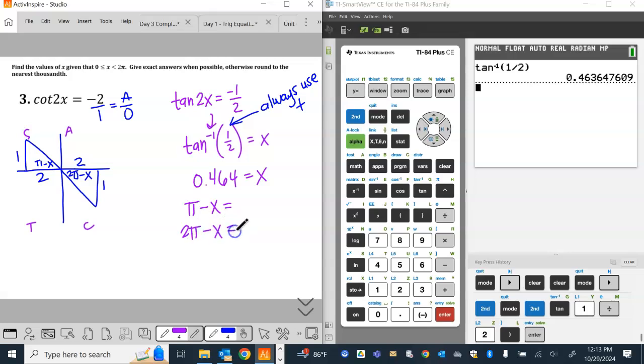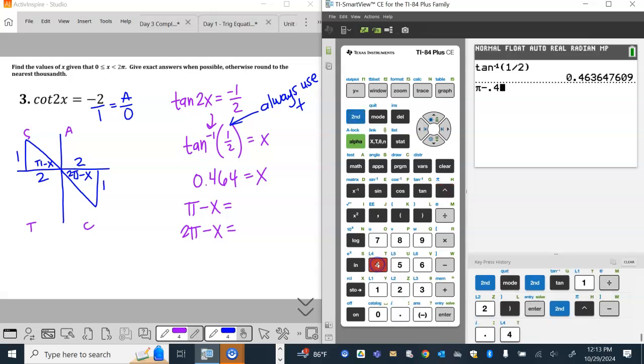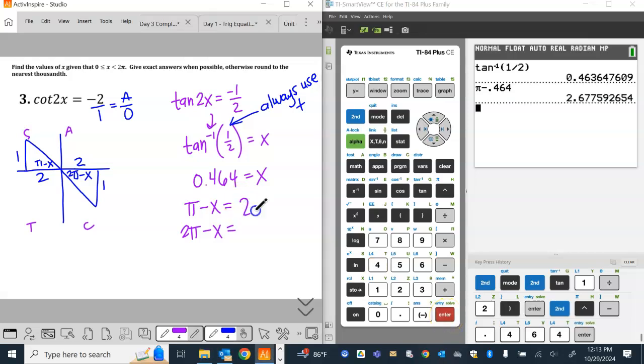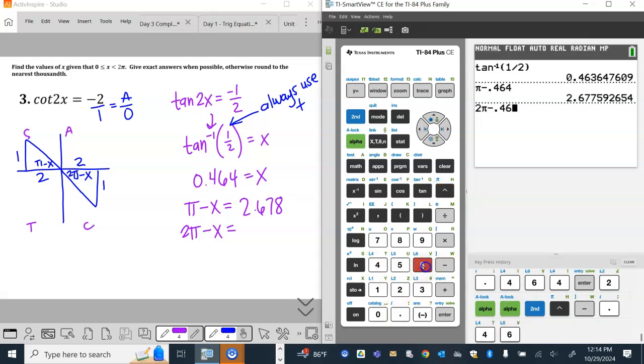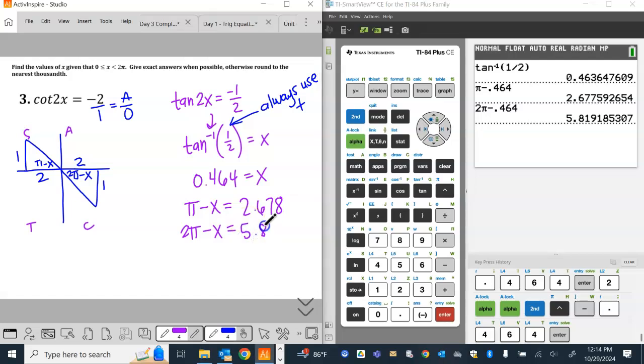And I'm going to get 2 different radian measures, and you can just use your calculator to do that. So pi minus 0.464 gives 2.678, and then you're going to do 2 pi minus 0.464, and that will give you 5.819. So those would be my measures if I hadn't done 2 rotations.